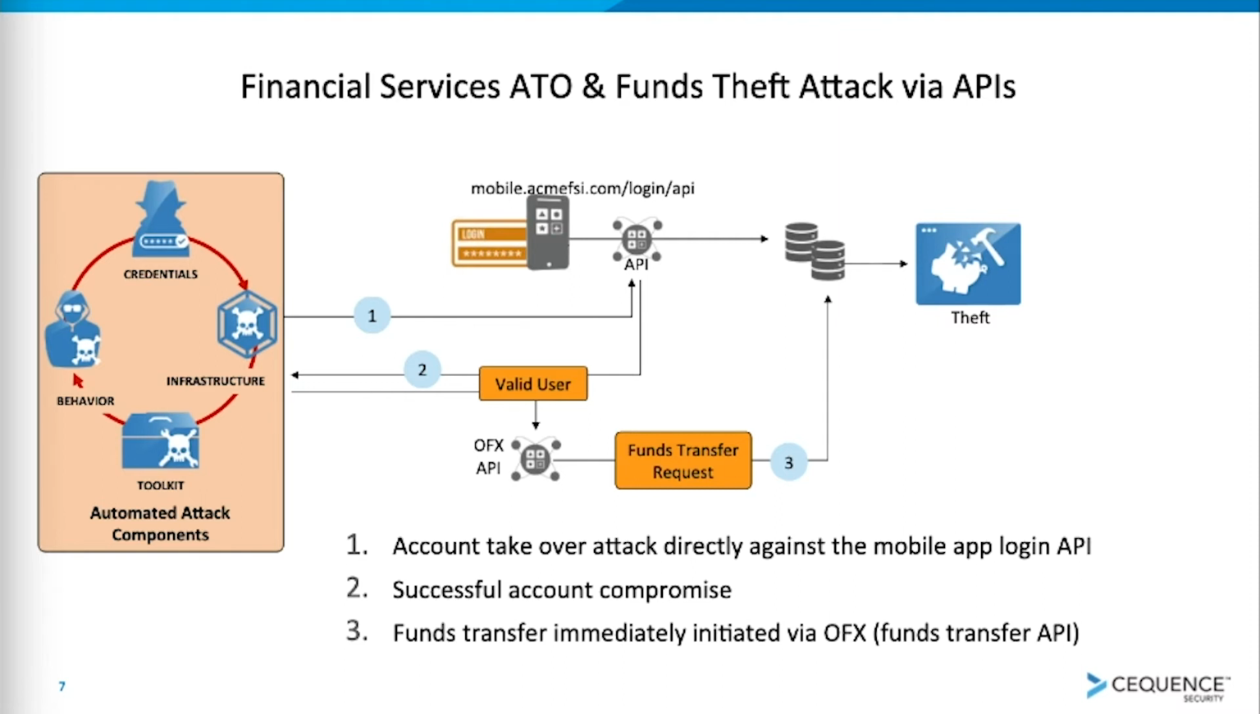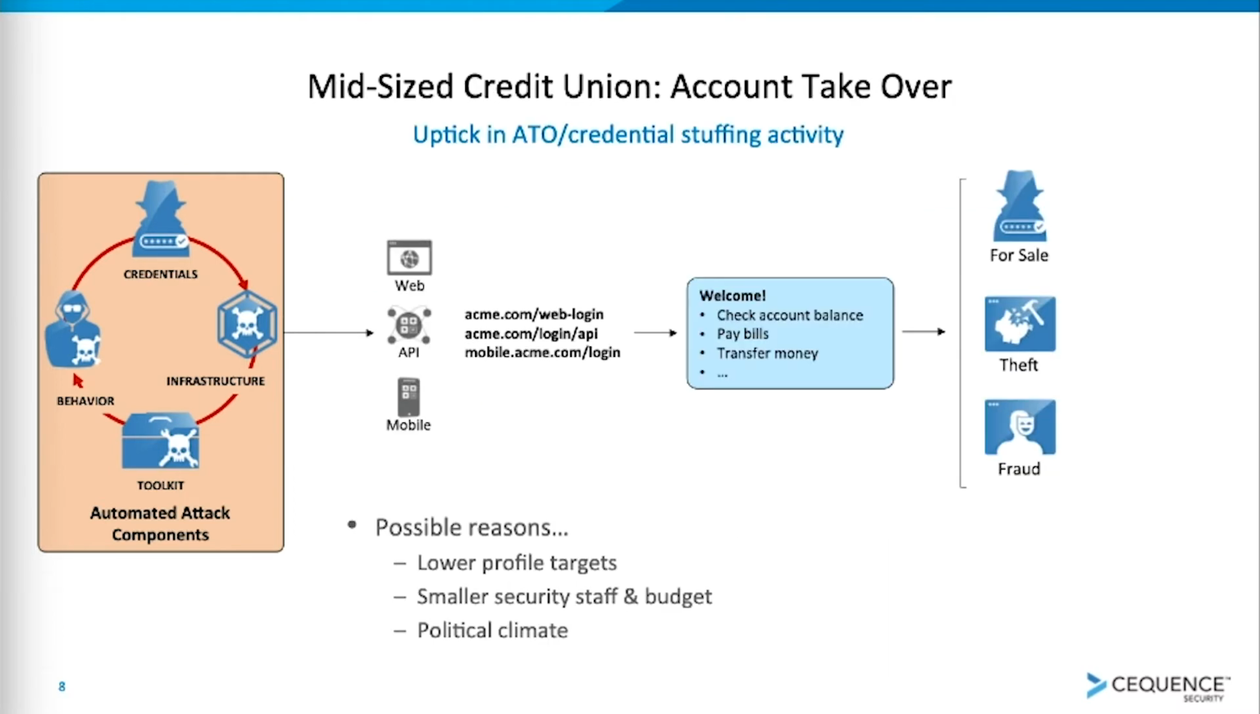So the key here for us as Sequent in being able to protect it was that the machine learning based approach that we took allowed us to see that API based traffic right alongside all of the browser based traffic, and detect and then prevent that attack. And I'll get into that in a little more detail in just a minute.